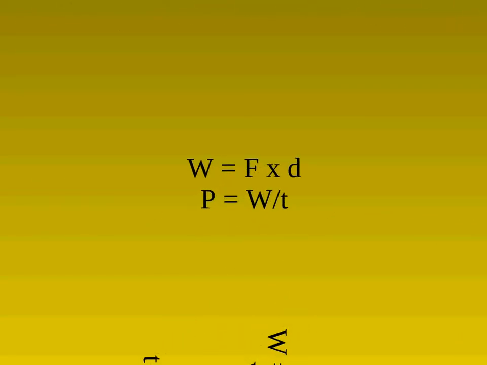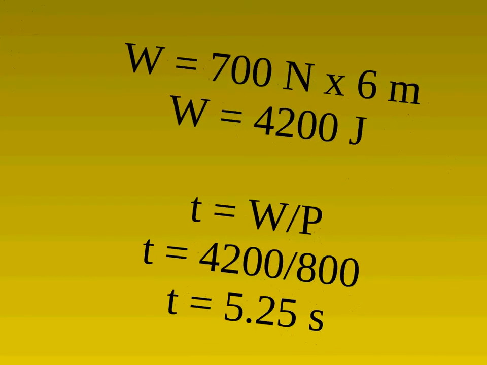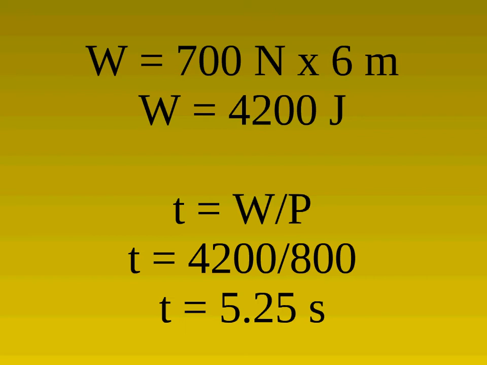Here are the 2 formulas you're going to need. And here's how you do the calculation. To do the work, you find 700 newtons times 6 meters is 4200 joules. Then you solve for T using the power formula. You get time equals work divided by power. We found that work was 4200 joules and the power was 800 watts. And time was 5.25 seconds. So it took 5.25 seconds to climb that ladder.